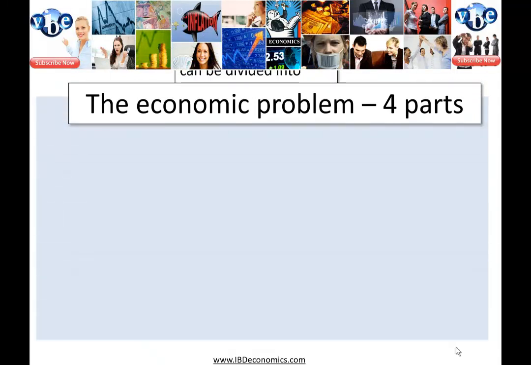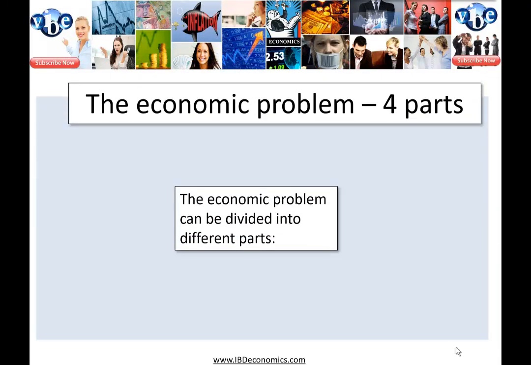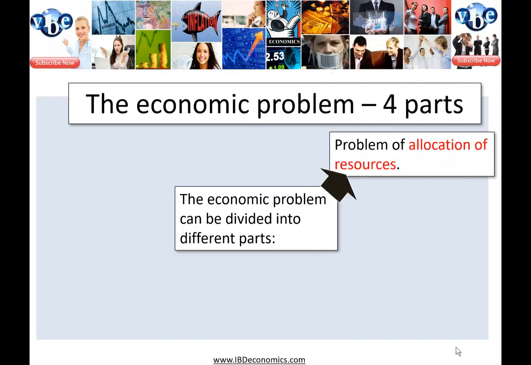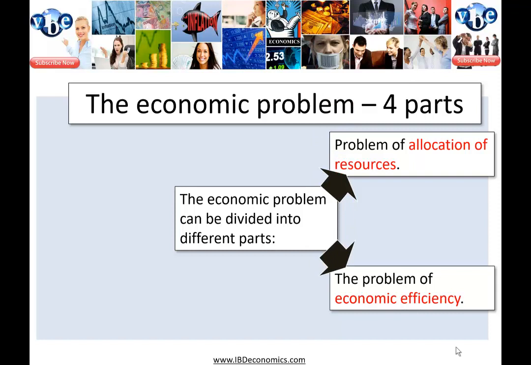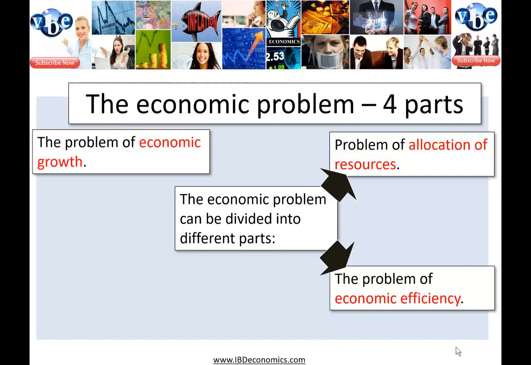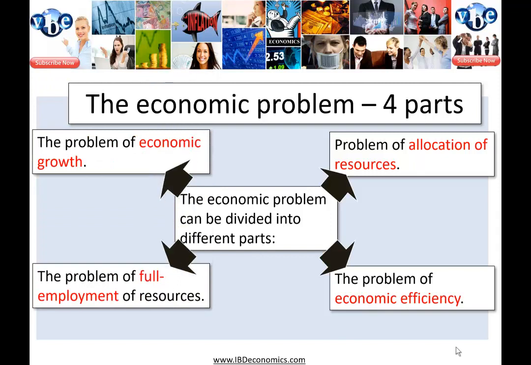Right, our economic problem, four parts. Allocation of resources, problem of economic efficiency, problem of economic growth, and fourth, the problem of full employment of resources.